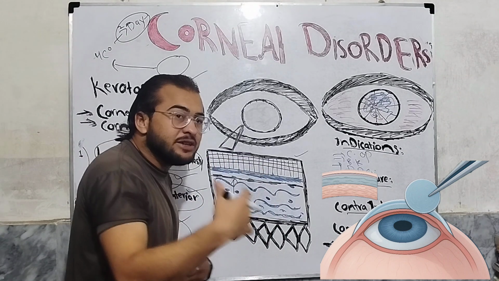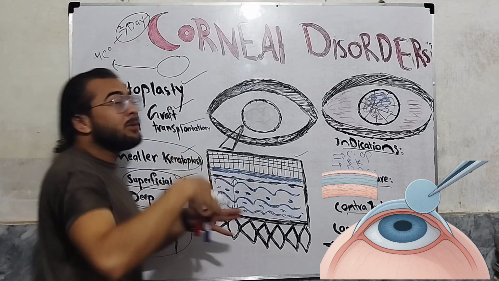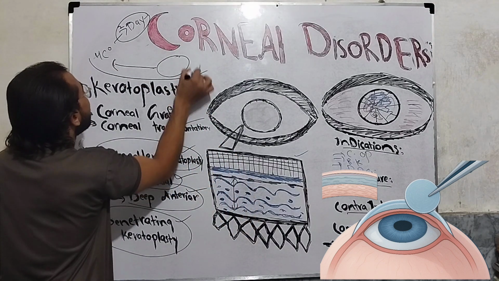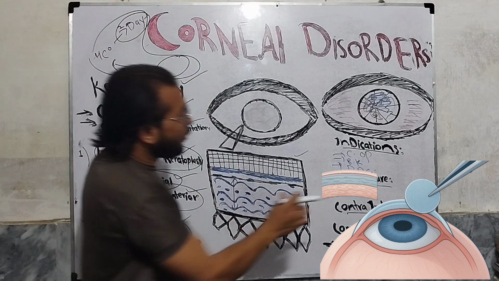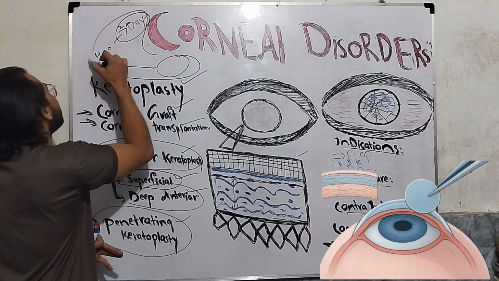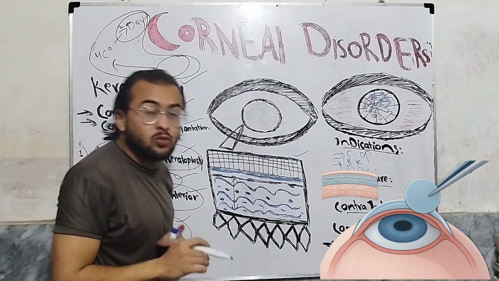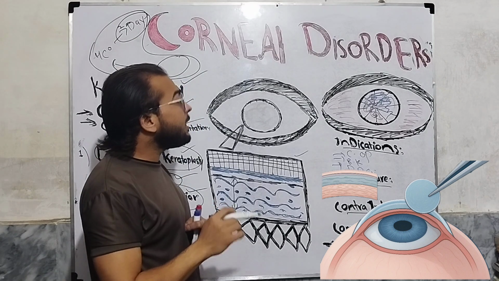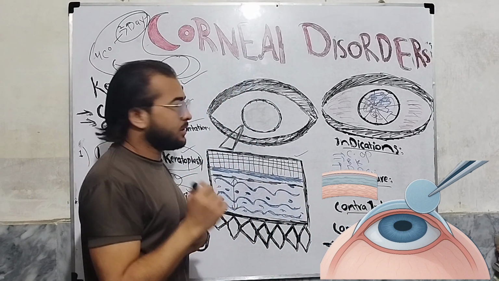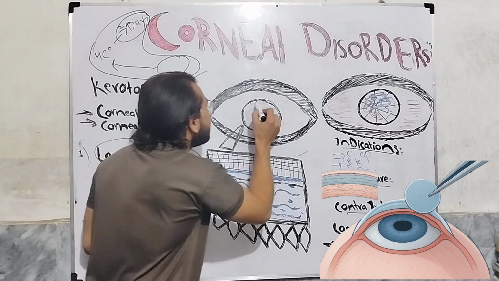There are other mediums through which we can preserve the eyeball for a longer period of time, but this is one method of preservation. Now we have removed the eye and preserved it, let's suppose, at 4 degrees centigrade for 2 days. Now what is the procedure of corneal replacement? First we will remove this.